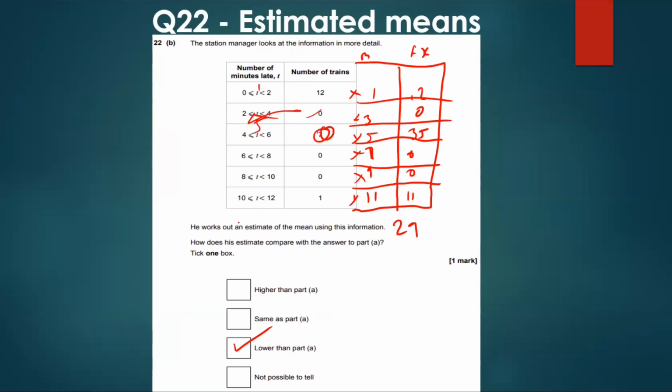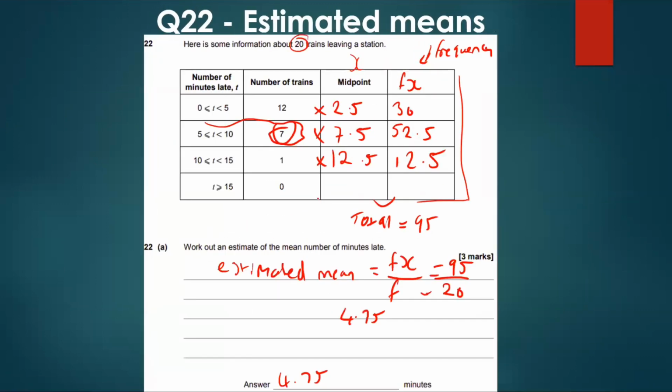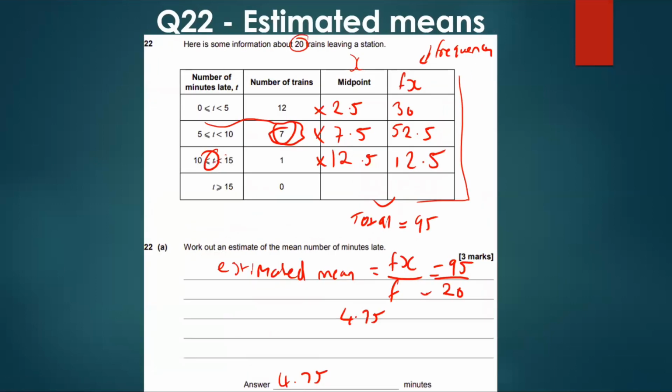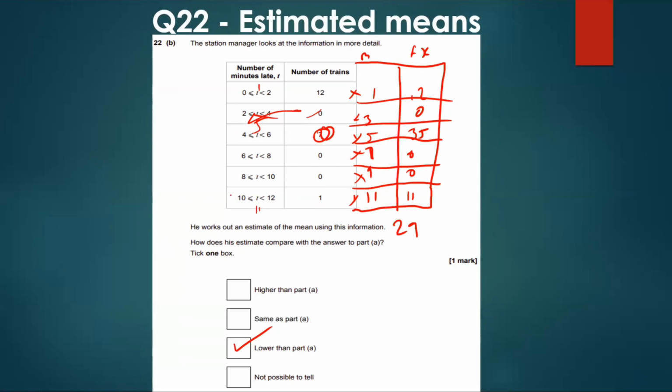And then obviously the 10 to the 12, well, that's 11 times 1, which is 11. So 1 train has been 11 minutes late. Well, it's saying here that actually 10 to 15, well, my difference here is 10 to 12. So that difference is 11. So actually, I can't tick here because this is less than 15. So my difference here is actually less than. So my number of minutes late is actually shorter. So it's going to be lower than part A. So hopefully that makes sense. I know it's a little bit hard to understand, but hopefully that question makes sense.